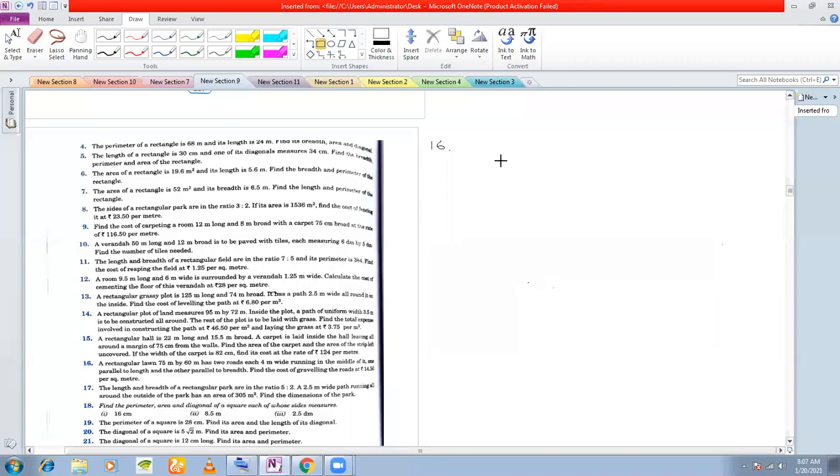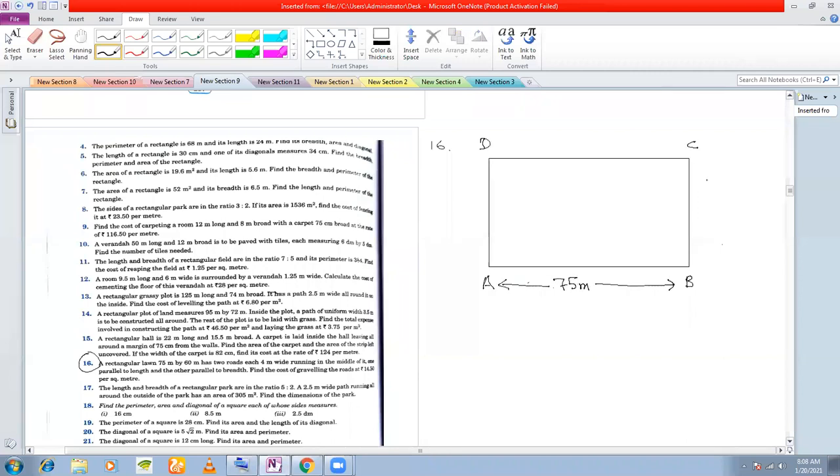So for question number 16, you have a rectangular lawn like this, and the measurements are given here. Measurements of this rectangular lawn. This is 75 meter by 60 meter. Let's call it ABCD. 75 meter is the length. 60 meter is the breadth.